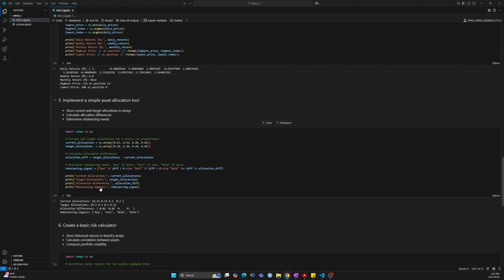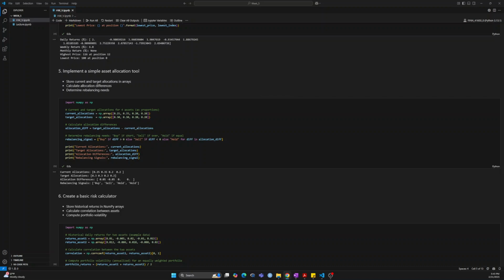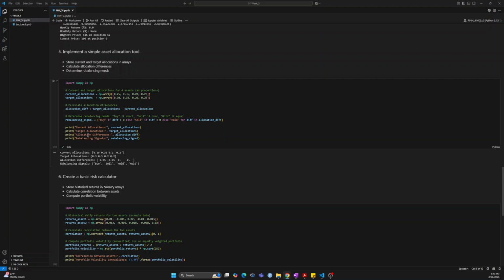All right, and then as we scroll down, we can see the next one is an asset allocation tool, which stores current and target allocations in arrays, calculates allocation differences, and determines rebalancing needs. So the fifth program, asset allocation, helps investors maintain a balanced portfolio. It compares an investor's current allocations to their target allocations and identifies the necessary adjustments to rebalance their investments. By using NumPy arrays, we can efficiently calculate allocation differences and generate buy, sell, and hold signals. This is essential for investors following a disciplined investment strategy.